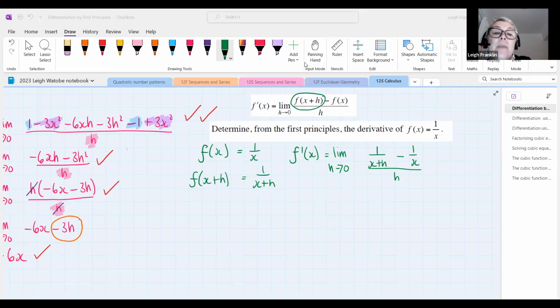First principles can be applied to any function. Most often parabolas, but yeah, any function.